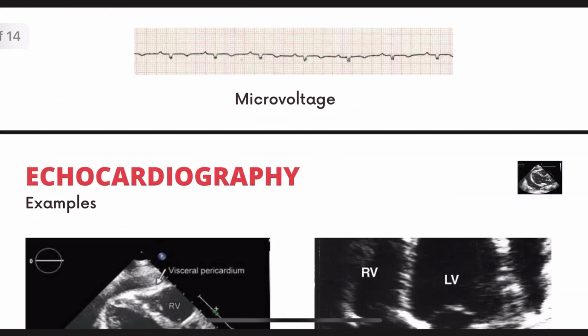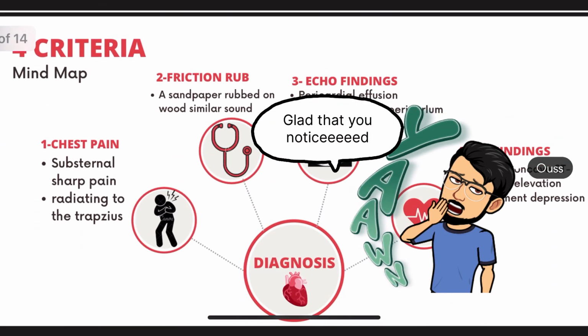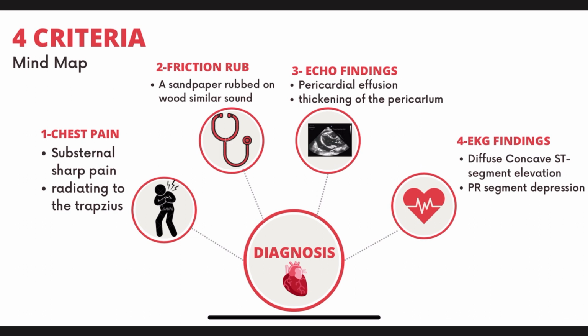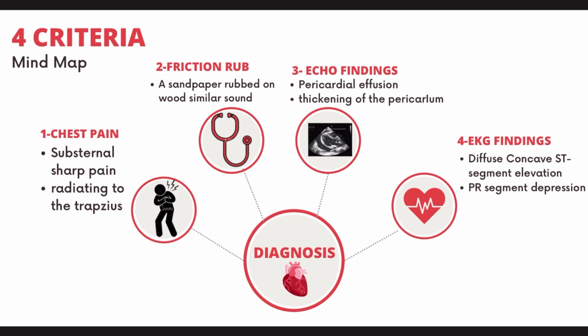Well, I know this is a lot to cover, so I'm going to sum it up for you. To confirm the diagnosis of pericarditis, you need 4 criteria. 1. A chest pain, which is substernal, sharp pain radiating to the trapezius muscle, a friction rub in the auscultation, a pericardial effusion or a thickening of the pericardium in the echo, and a diffuse concave ST segment elevation associated with a PR segment depression.